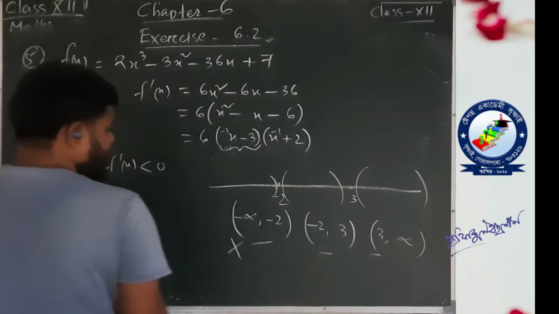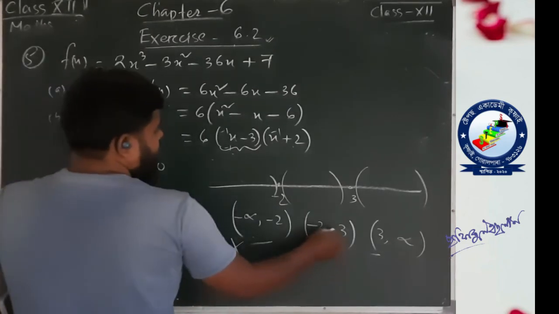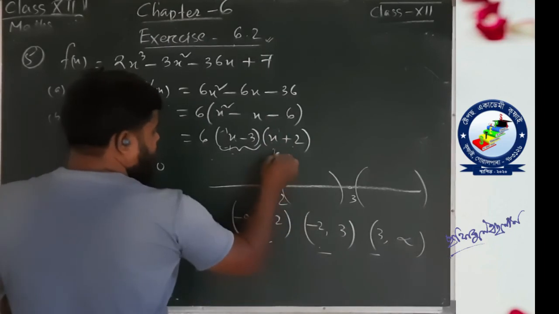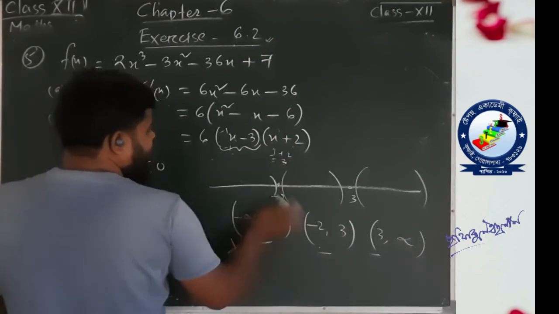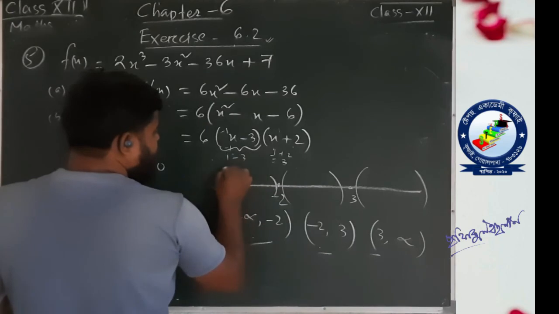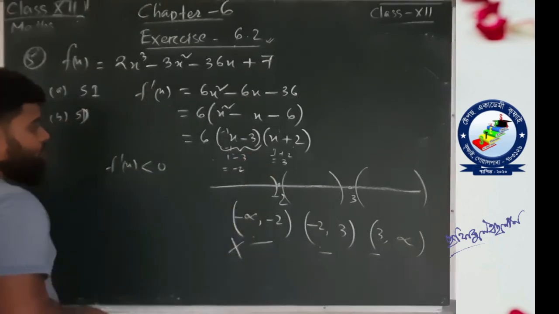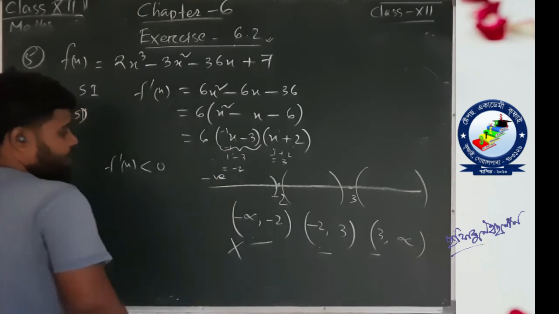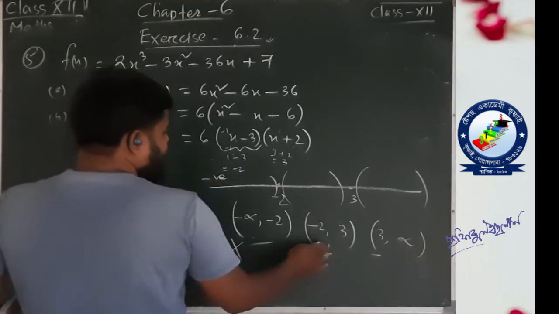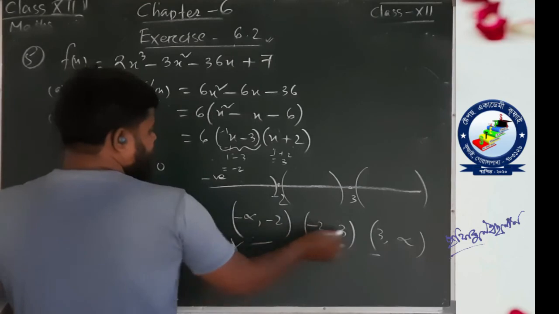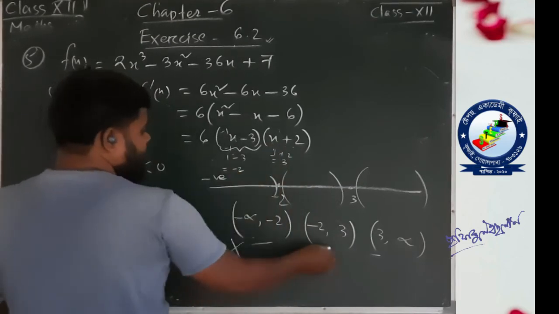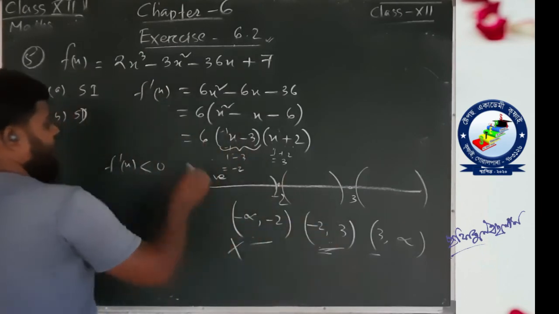In minus 2, 3, if I take x value 1, then 1 plus 2 equal to 3, and here if I take 1 minus 3 equal to minus 2. So I get negative times positive is negative. Is there any chance that if I take 2.9, it is always negative? This function in this interval gives negative always.